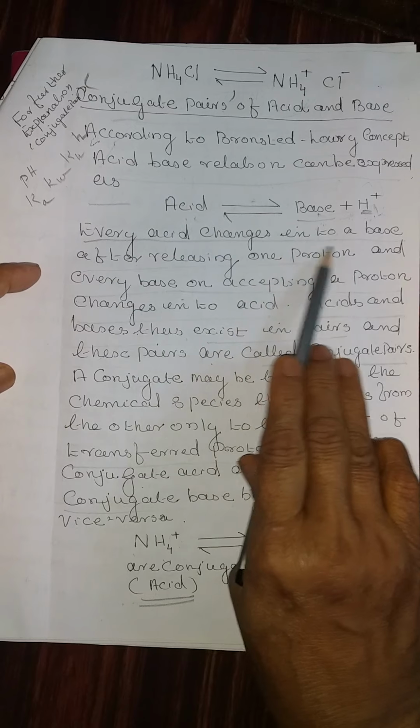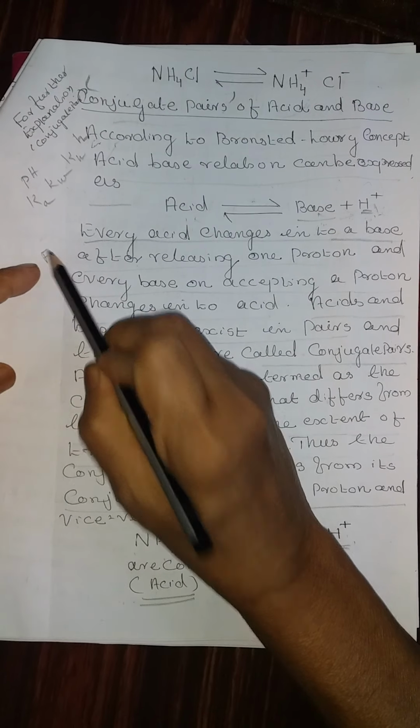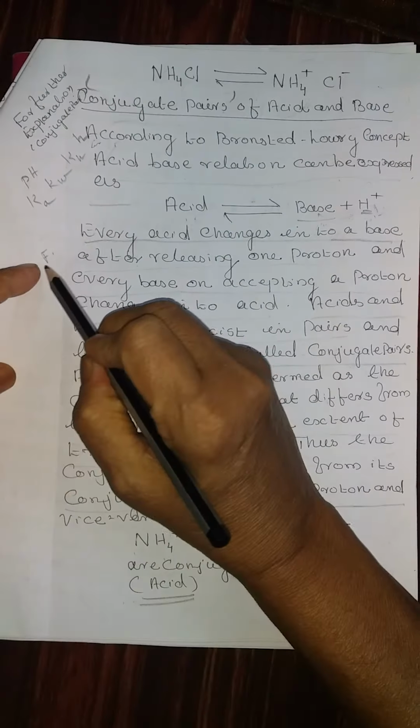Every acid changes into a base. Fill in the blank question. According to Bronsted-Lowry theory, every acid changes into a base after releasing one proton, and every base on accepting a proton changes into an acid. Acids and bases thus exist in pairs, and these pairs are called conjugate pairs. Define: what is meant by conjugate pair?